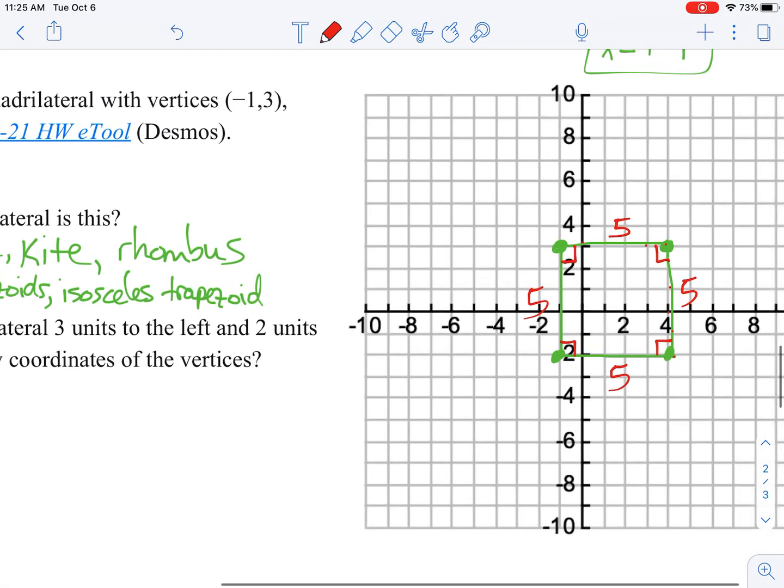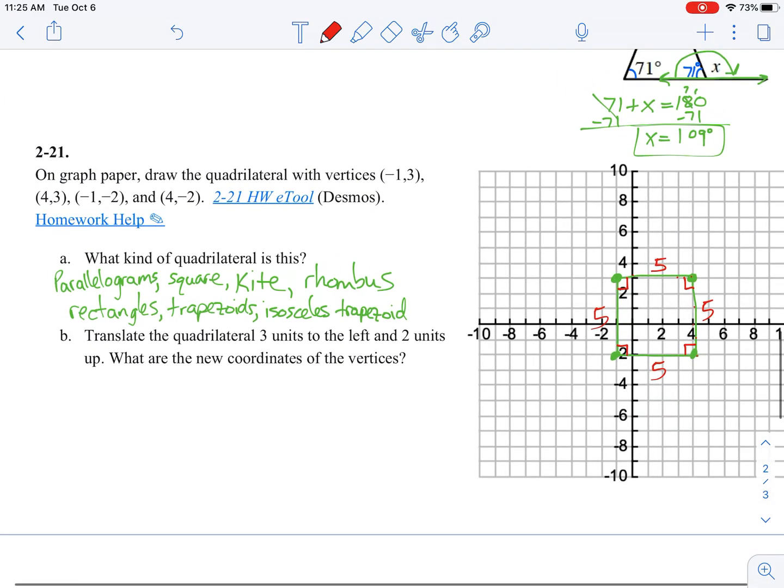Okay, so which one of these shapes has right angles? Well, a parallelogram does not always have right angles. A trapezoid does not always have right angles. A kite does not. An isosceles trapezoid and a rhombus, none of those will always have right angles. So that's why I'm going to cross all those out.